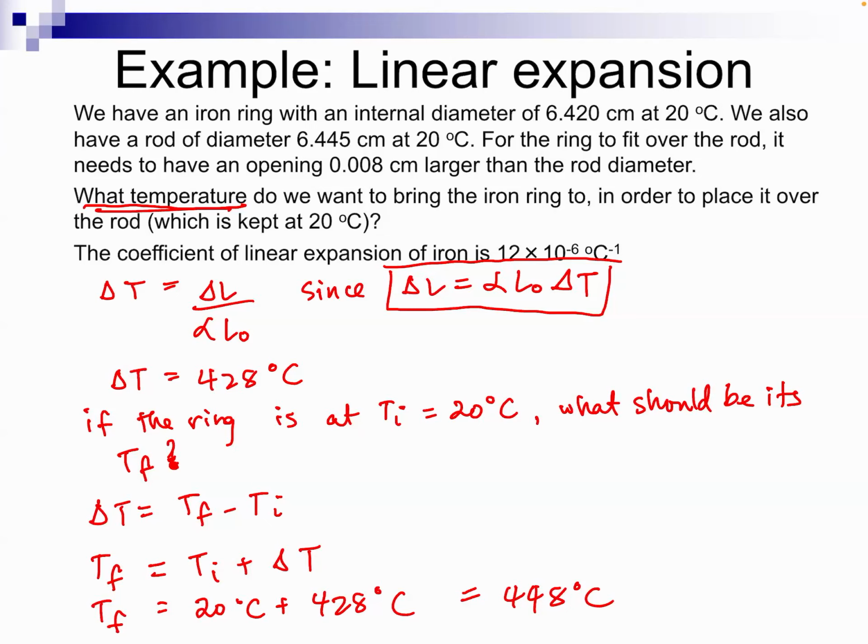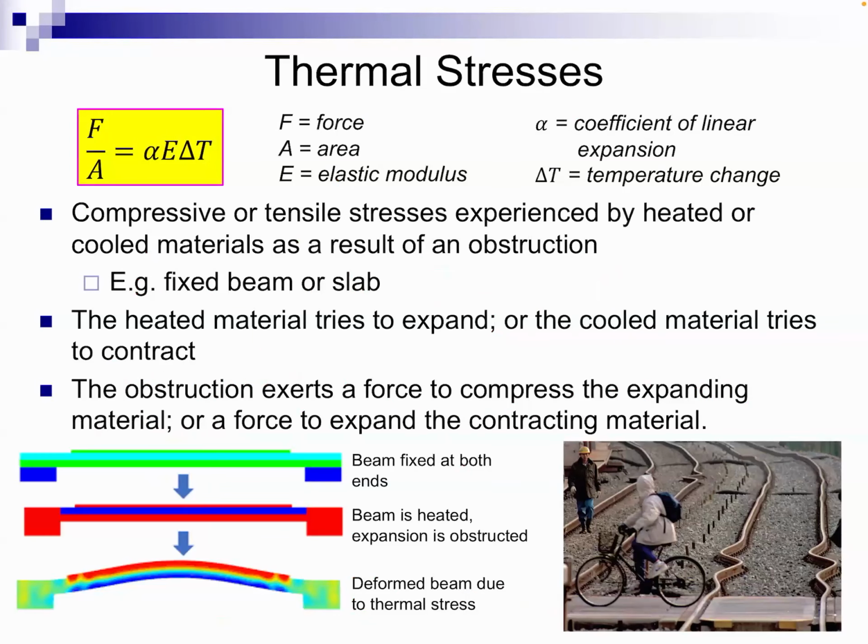Okay, so far we've been talking about objects that expand, and they're free to expand, right? There's nothing holding them back from expanding. But sometimes objects are fixed. For example, if you have a building and the roof has a beam fixed at both ends. What happens when you heat up an object fixed at both ends? Of course, this object will expand, but then there is an obstruction, something preventing this object from expanding.